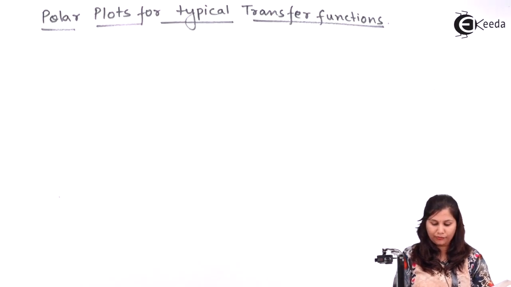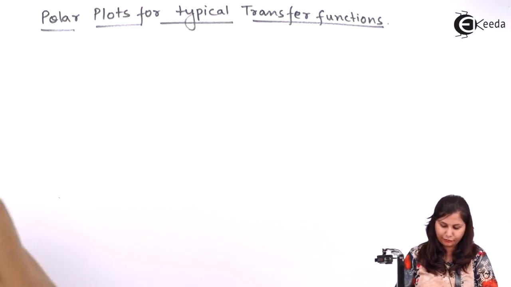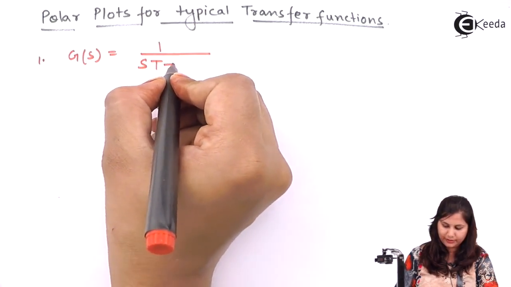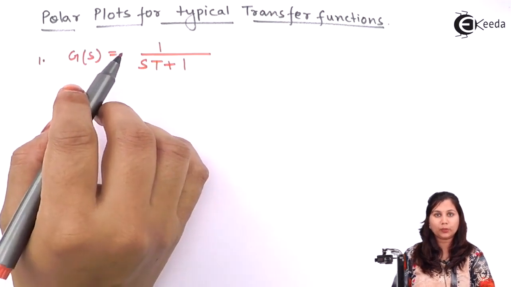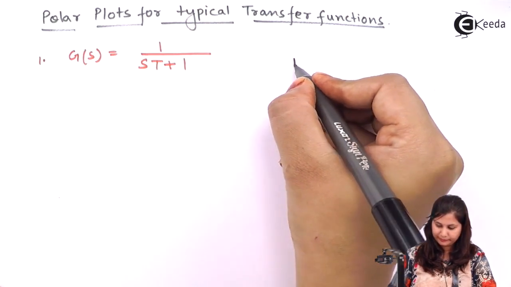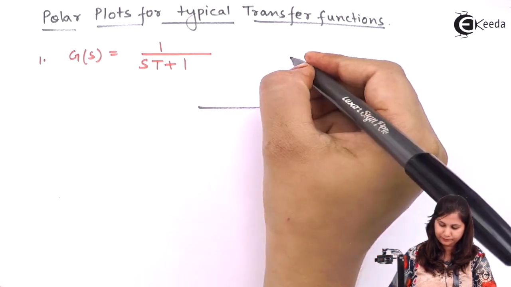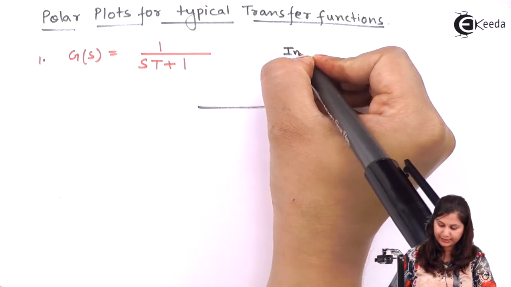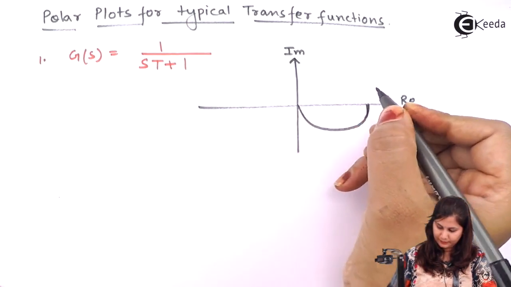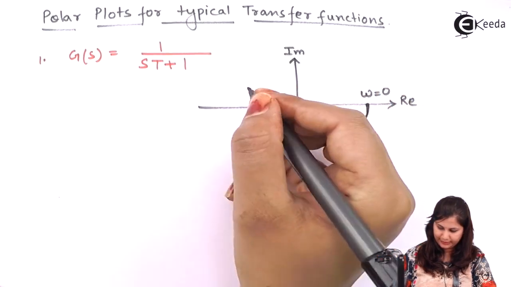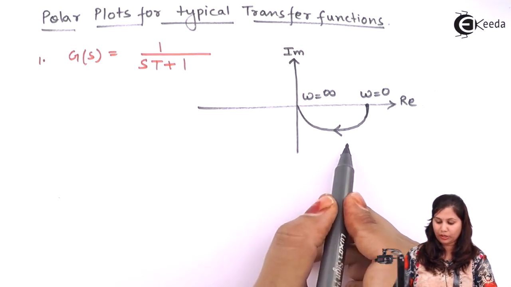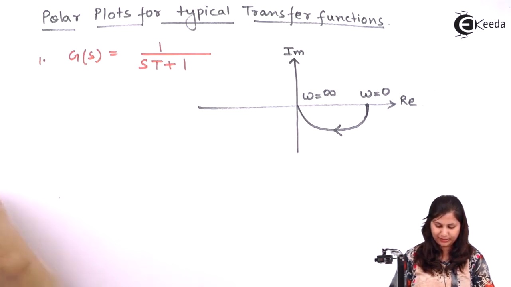Okay, now first we have the form when the transfer function is in the form 1 upon st plus 1. If the transfer function given to you in the question is of this form, 1 upon st plus 1, then its polar plot will be like this. This is our imaginary axis. This is the real axis. This is omega equals to zero, and this is omega equals to infinity, and its direction will be like this. So this is the polar plot when the transfer function is in the form 1 upon st plus 1.